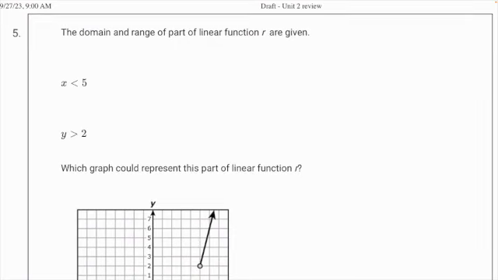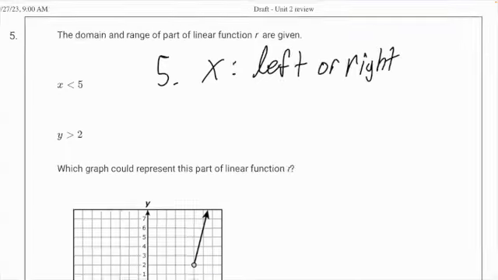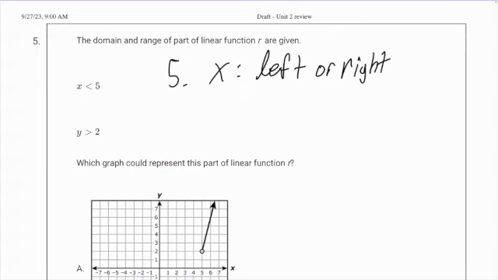Alright guys, so number 5 on your blank sheet. Let's go ahead and write this. If we are talking about x's, the two directions we are looking at are left or right. Layla, I'll ask you the same question. If x is less than 5, is it going to the left or to the right? It's going to the left.